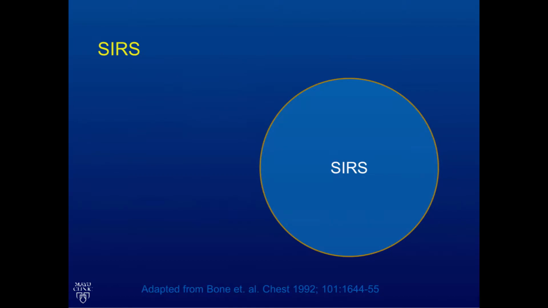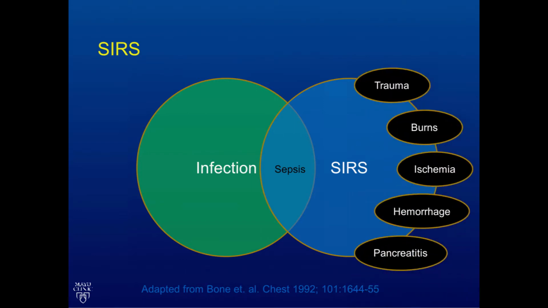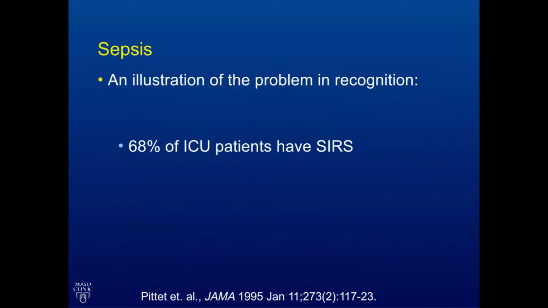SIRS is absolutely not all infection, which would be sepsis, but things like trauma, burns, ischemia, hemorrhage, they can all cause this SIRS syndrome as well. So identifying the infection is a key point.